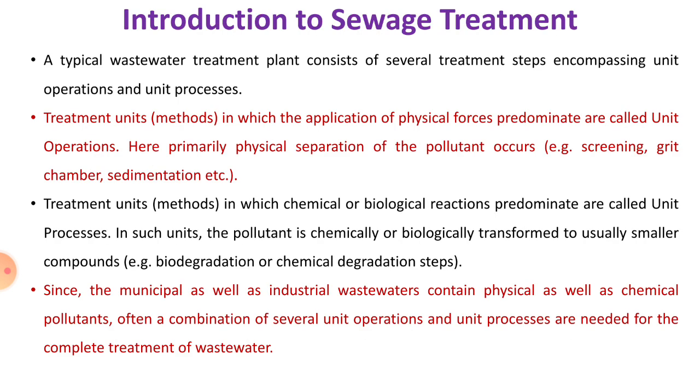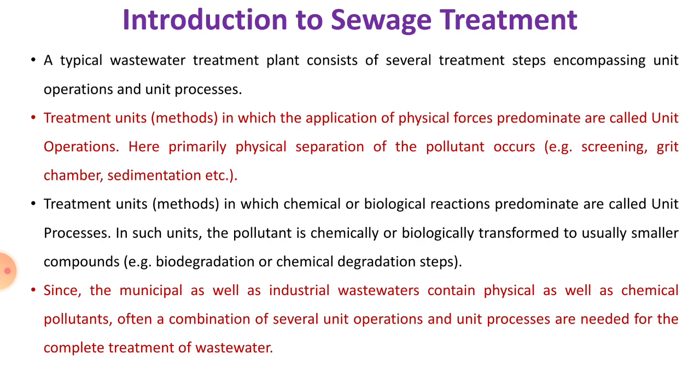Now, what are the different sewage treatments? A typical wastewater treatment plant consists of several treatment steps encompassing unit operations and unit processes. Now, what is meant by unit operations or unit processes? Those in which the application of physical forces predominates are called unit operations. Here, primarily, the physical separation of the pollutant occurs, for example, screening, grit chamber and sedimentation, etc.